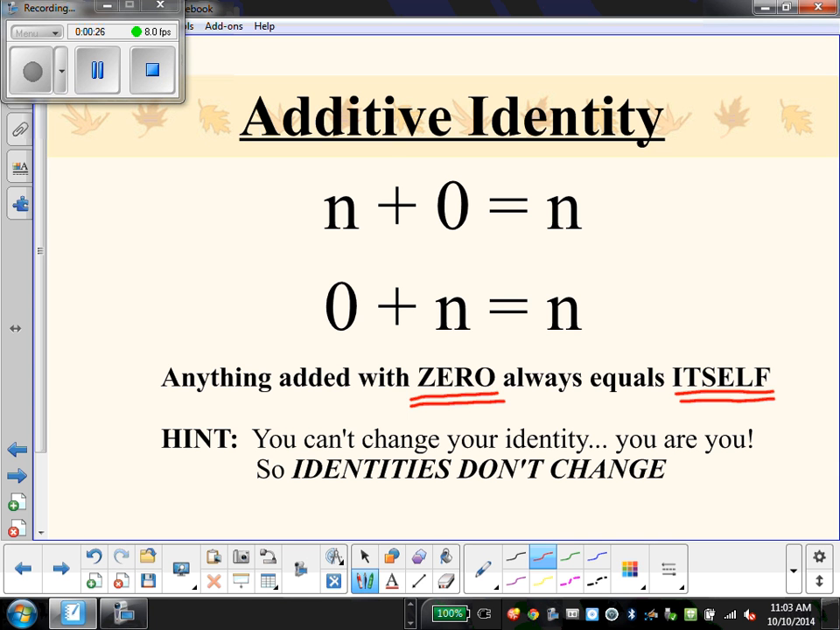So basically, the additive identity does not change anything. If you think about it, you can't change your identity. You can try to get facial reconstruction done, dye your hair, but you are still you. Your identity cannot truly change. That's kind of a way to remember the additive identity, that identities don't change. Adding 0 doesn't change the other number.